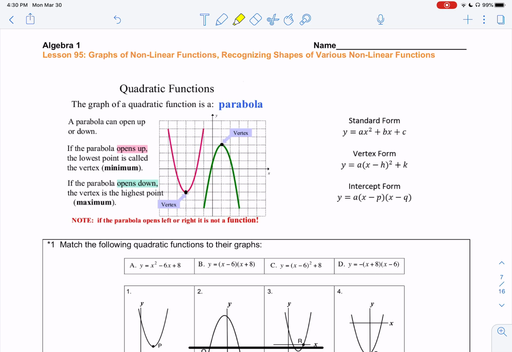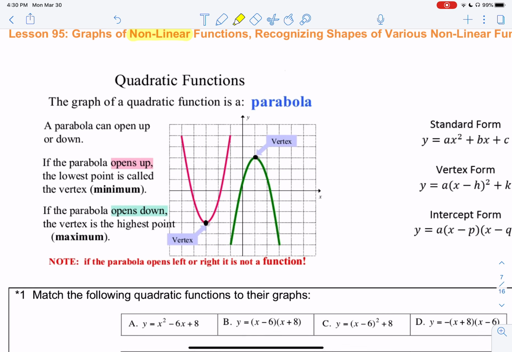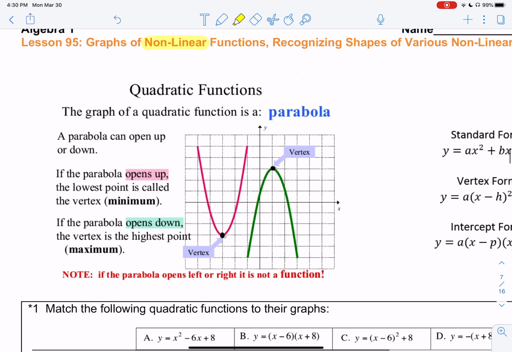We're going to be doing nonlinear graphs. First of all, let's just dissect that word nonlinear and understand that what we're doing is graphing things that are not lines. Okay, so these are going to be curved graphs, or they're going to look like a V. The first one we're going to focus in on is called a parabola. Okay, a parabola is for a quadratic equation.